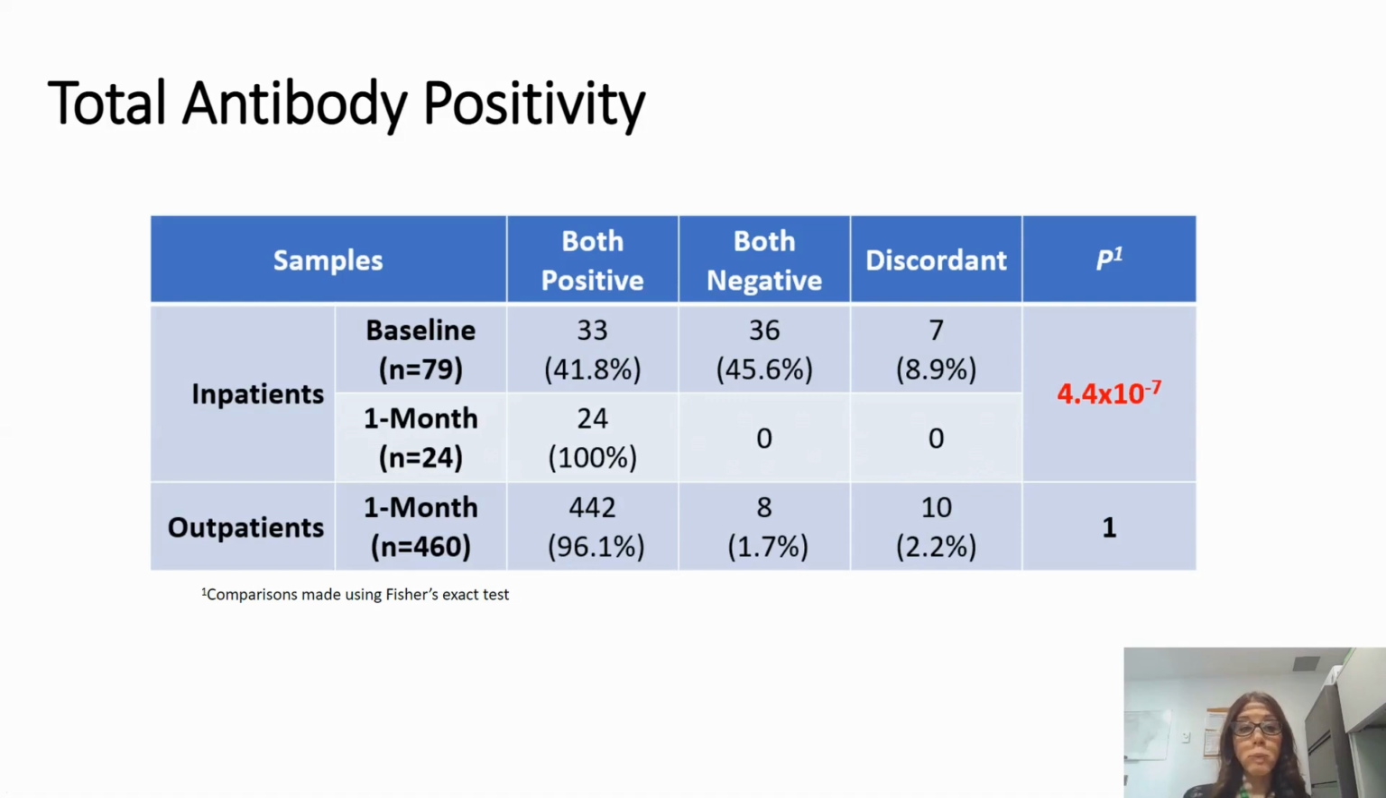Similarly, most outpatients were positive, and therefore there was no significant difference in the positivity rate between our inpatients and our outpatients. Of note, however, there was a very small portion of outpatients, around 2%, that had discordant results at 1 month. And the characteristics of these individuals, and why they're only developing one antibody response, is being assessed.